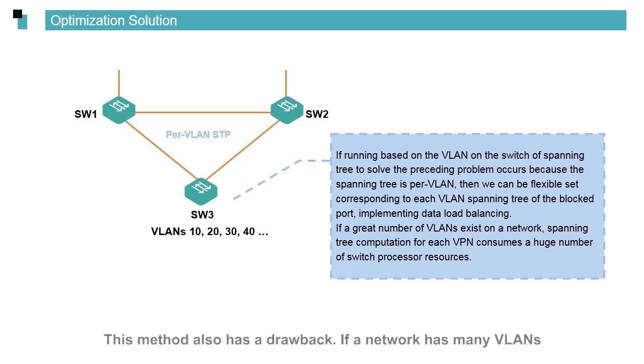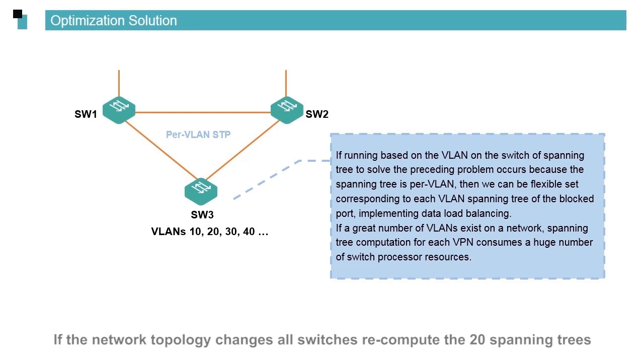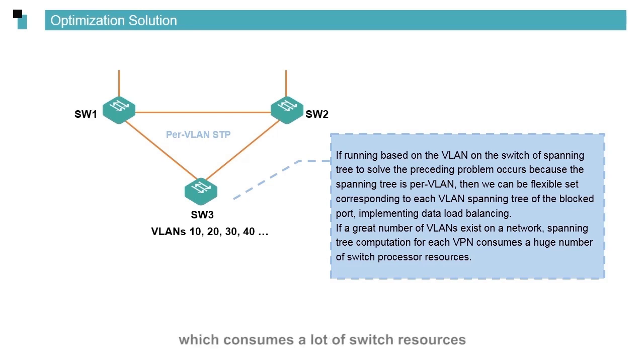This method also has a drawback. If a network has many VLANs, each switch computes 20 spanning trees. If the network topology changes, all switches recompute the 20 spanning trees, which consumes a lot of switch resources.